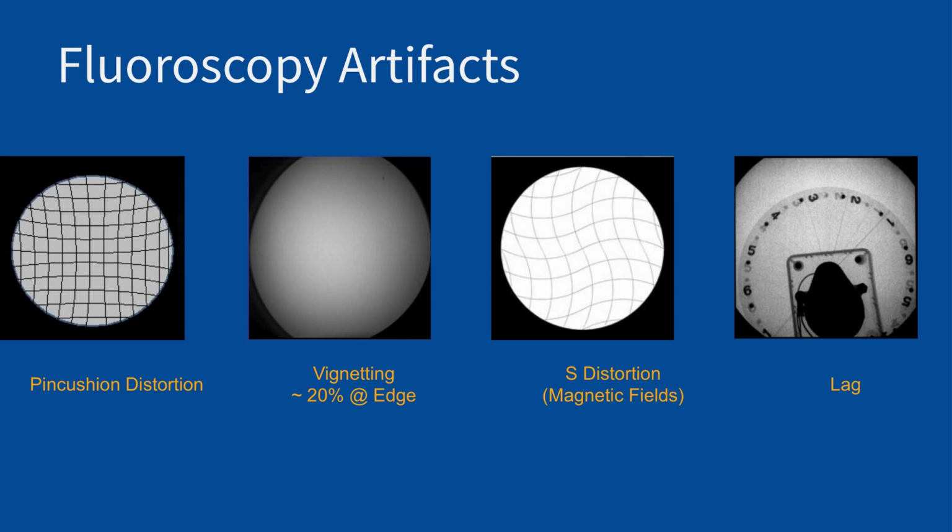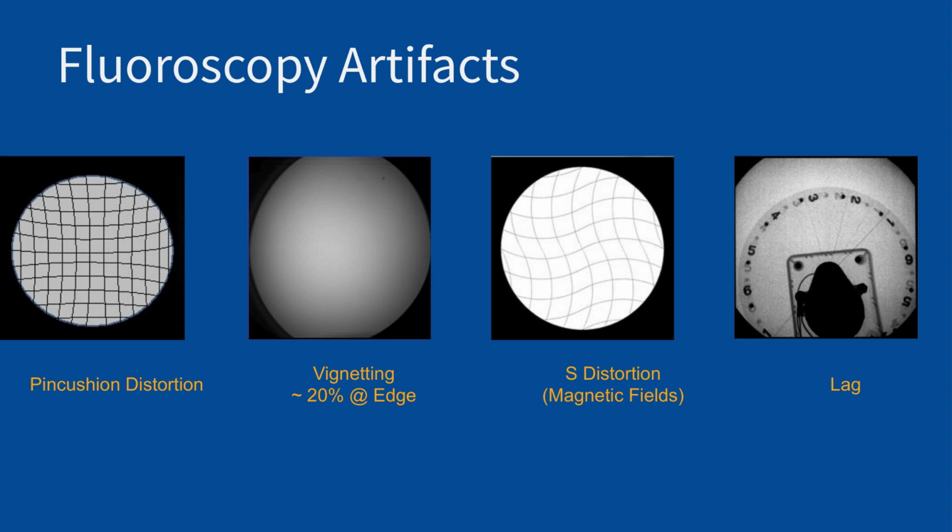We see something called S distortion, which, if you've ever held a magnet close to an old cathode ray tube monitor or TV, you will also have seen, but it's basically the distortion of the way that the electrons hit the image intensifier. And then something called lag, which basically is the low frame rate that you may be obtaining with pulse imaging, but you can essentially see the prior image on the new image that way. Again, something that only occurs with pulse fluoroscopy.